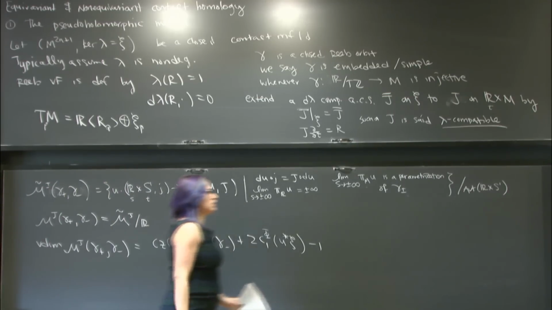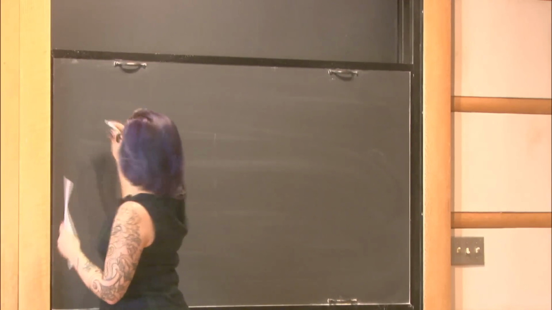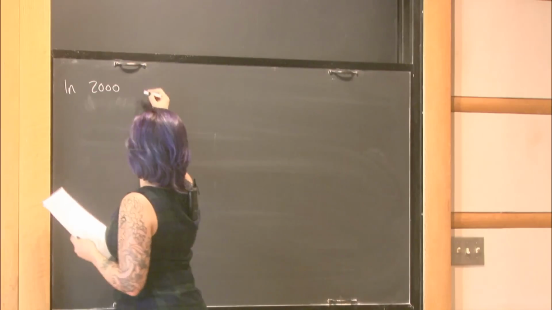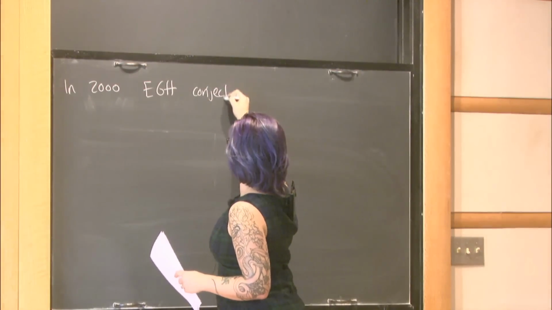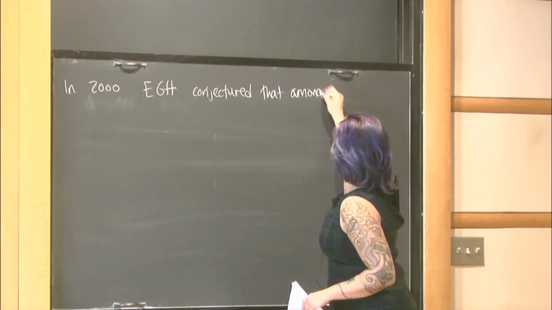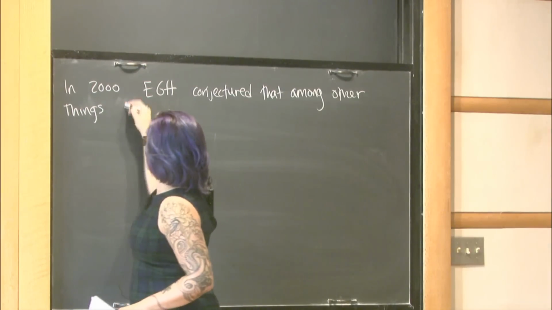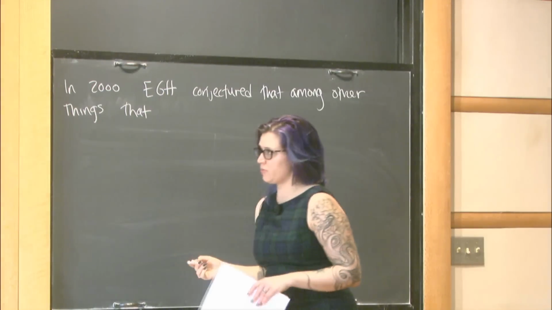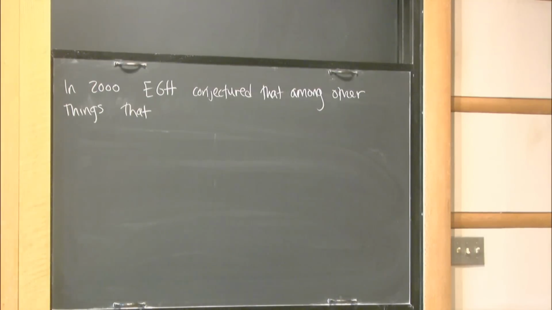So the idea that Yasha and Helmut and Givental had in 2000, so Eliashberg, Givental, Hofer, they conjectured, among many other things, that we could form a chain complex which is going to be generated by closed Reeb orbits, and then the differential will count elements of a zero-dimensional moduli space.